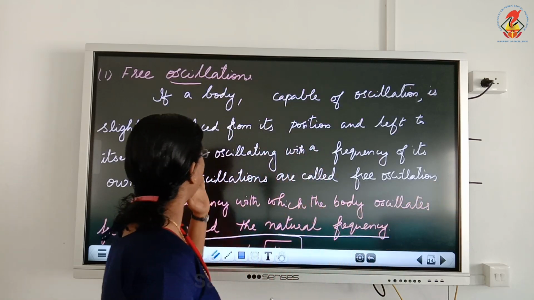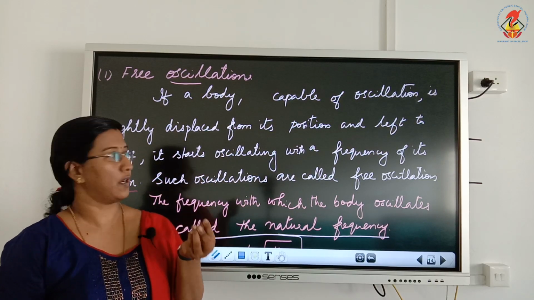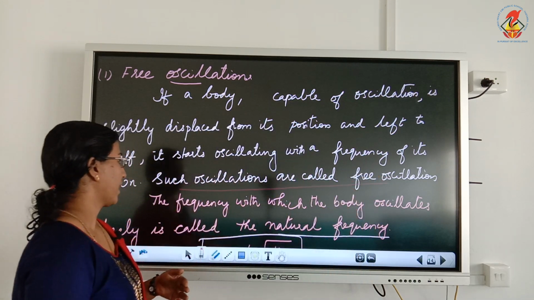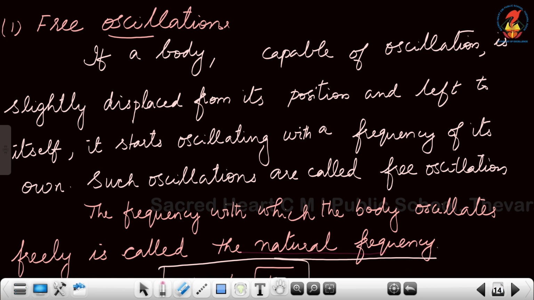So, free oscillations. A body capable of oscillating is slightly displaced from its position and left free by itself to start oscillating with a frequency of its own, because every object has its own natural frequency, and once we apply an external energy and if the body is oscillating with that natural frequency, then such oscillations are said to be free oscillations.